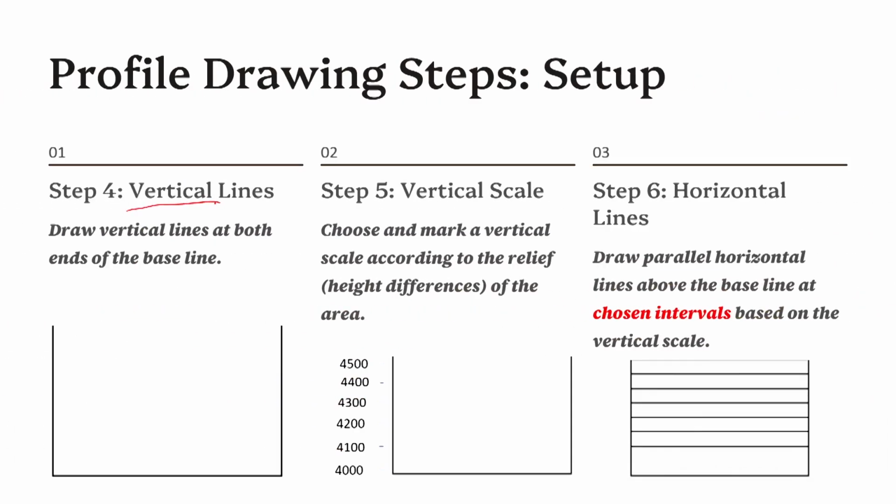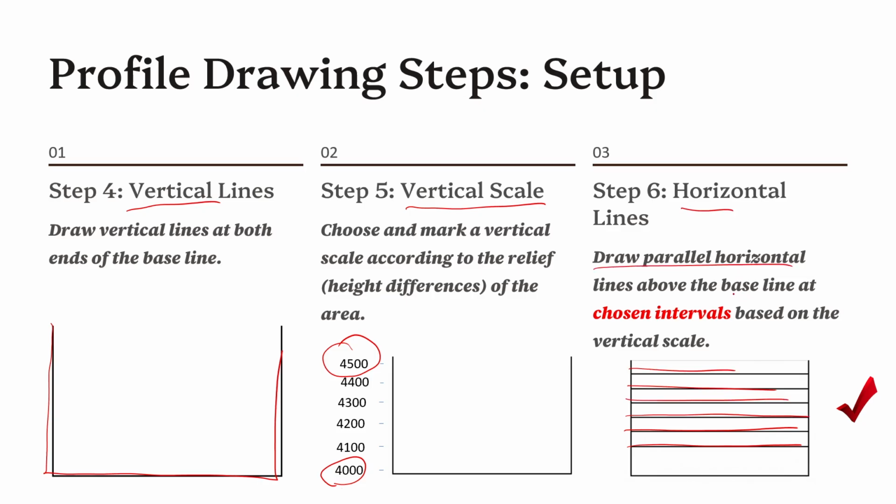Vertical line, you have to make a vertical line like that. Then the next step, vertical scale, you have to portray the scale. This is the minimum of the contour line, 4000 meters, and the maximum in that area is 4500. Make a scale for that too. Then you use the parallel line. This is step 6, the horizontal line. Draw a parallel horizontal line above the baseline.